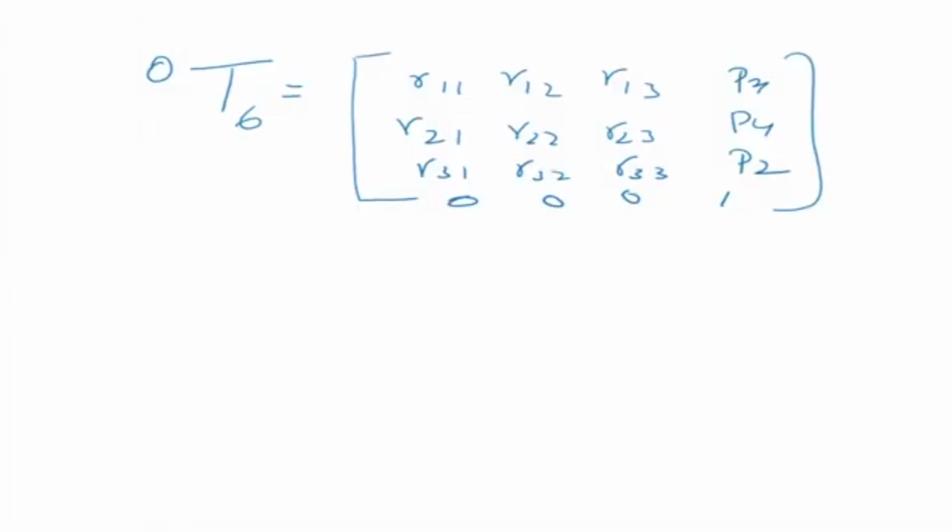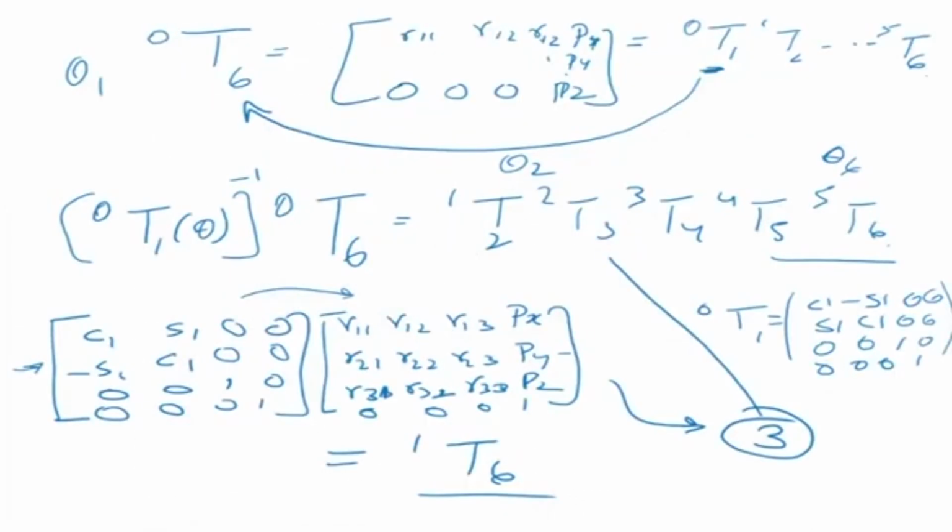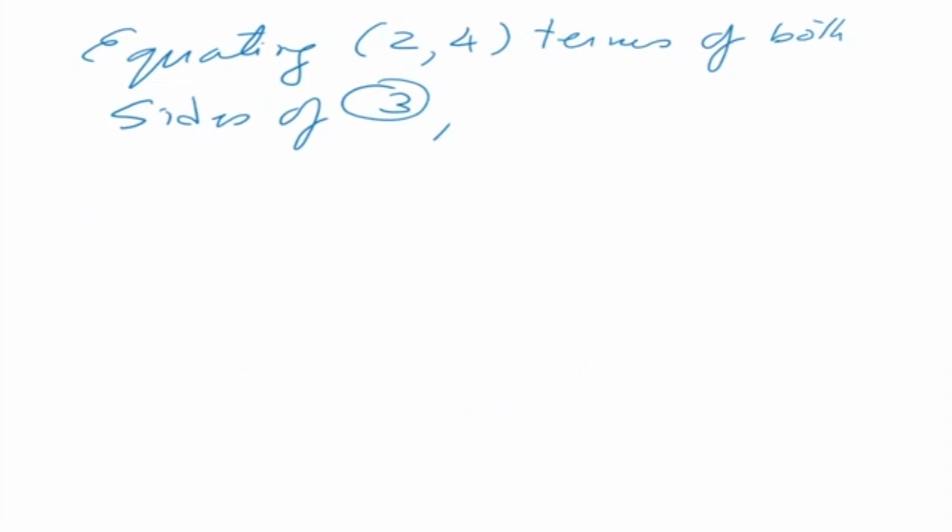So what we are doing is we are multiplying the 2 4 terms of this equation. So second row and 4 is this one, the fourth column. So we'll be ending up with this term for py, and you know what was py there? It was d3. So if you equate 2 4 terms of both sides of equation 3, what we get is minus sine 1 px plus c1 py is equal to d3. Okay, so we have got an equation which contains only sine 1 and cos 1, and d3 is a constant.